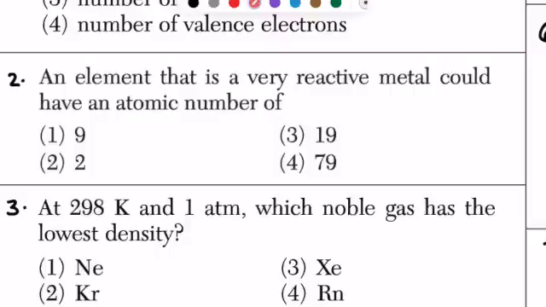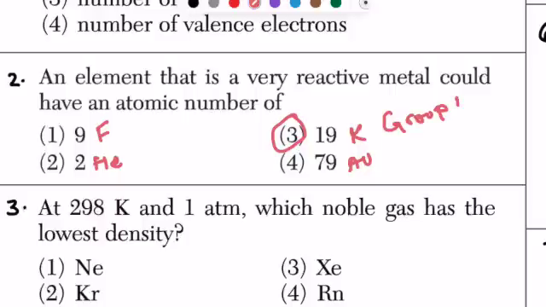The element with the atomic number of 9 is fluorine, which is also a non-metal. The element with the atomic number of 19 is potassium. An element with the atomic number of 79 is silver, which is not in group 1 or 2. So your answer is 3 because potassium is in group 1. And group 1 has the most reactive metals.